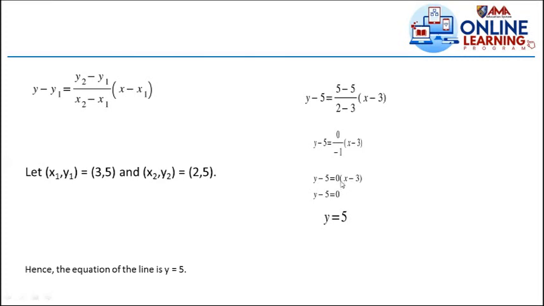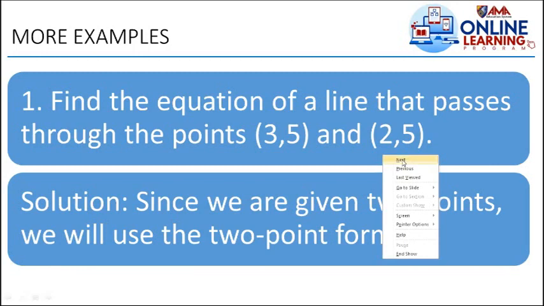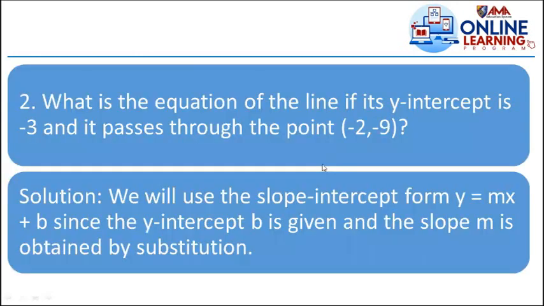So we have 0 multiplied by x minus 3. Okay? So ito magiging 0 siya. Ito 0 din. So y minus 5 is equal to 0. So y is equal to 5. So therefore, the equation of the line is y is equal to 5. So that is our answer. Okay? So, pag titignan po natin, pag meron kayong nakitang ganito, agad, you're going to use the two-point form formula. Next, we have another example.